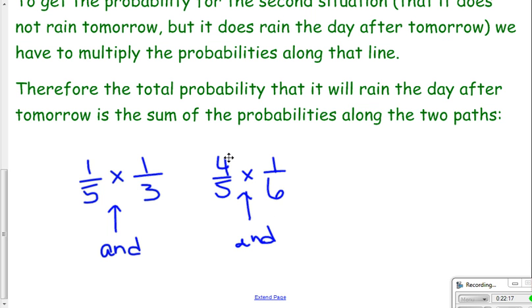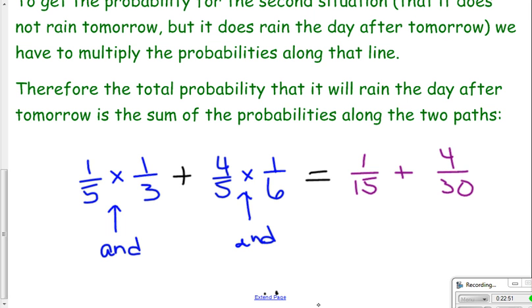And I said I needed that to happen and then that to happen. Now I don't need this outcome and this outcome. I need this outcome or this outcome. So I'm going to join these with a plus. Okay, a little plus. And then we just do that calculation. So that requires us to do a little work with our fractions. We can do that though. And we're going to get 1/15 plus 4 out of 30.